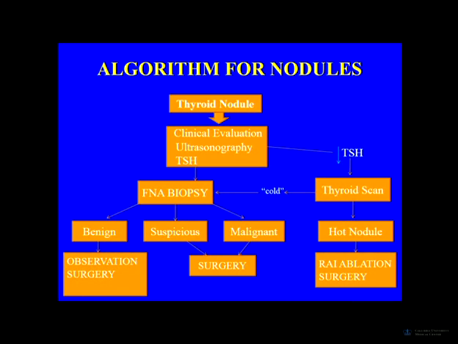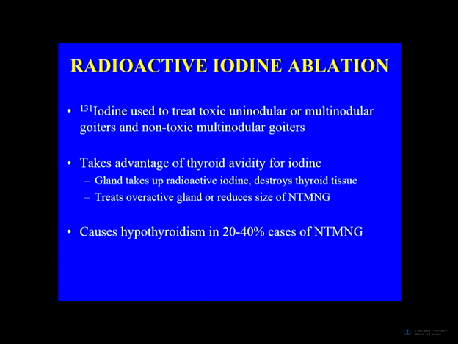If it's suspicious, as was alluded to, we use a Bethesda scale 0 to 6, with some of those being indeterminate. It's a decision that the provider and patient need to make, but occasionally we'll pursue surgery if the FNA is indeterminate. Okay. What about radioactive iodine ablation?